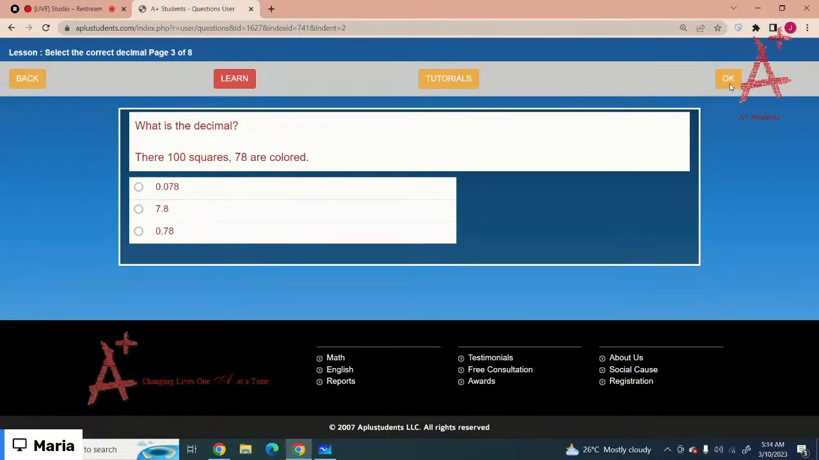Chris, listen to me carefully. You have 100 squares. In 100 you have just two zeros. So two zeros means you have just two decimal places. Two decimal places means you have two digits right after the decimal point. Got it? So which is the correct option? You have just two numbers right after the decimal, and that is 0.78. Got it? Right after the decimal point, you have just two digits over here. That is 0.78. Got it now? It is 0.78.